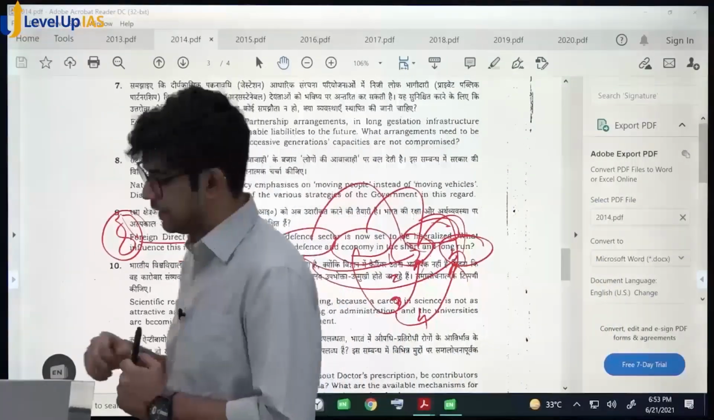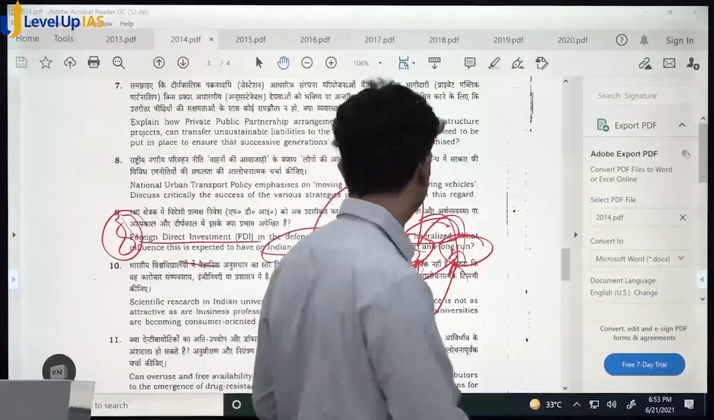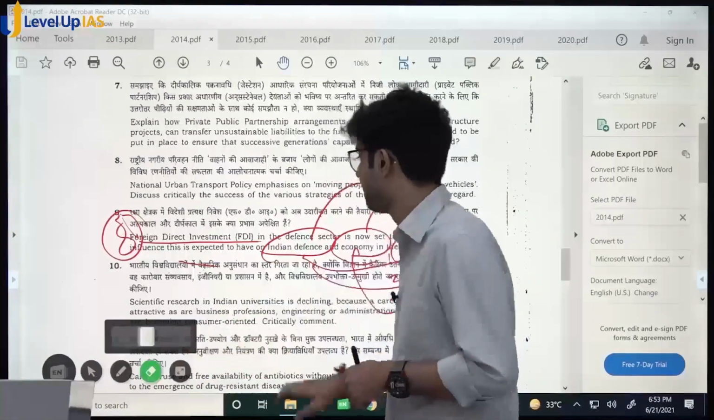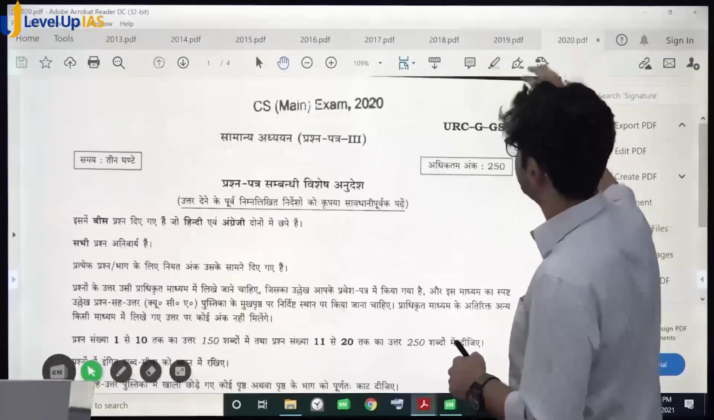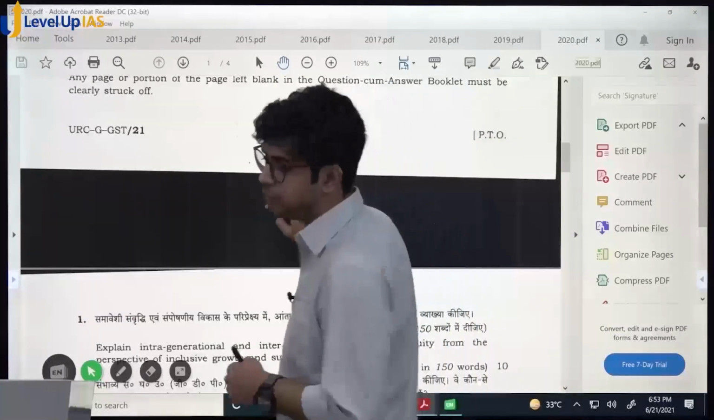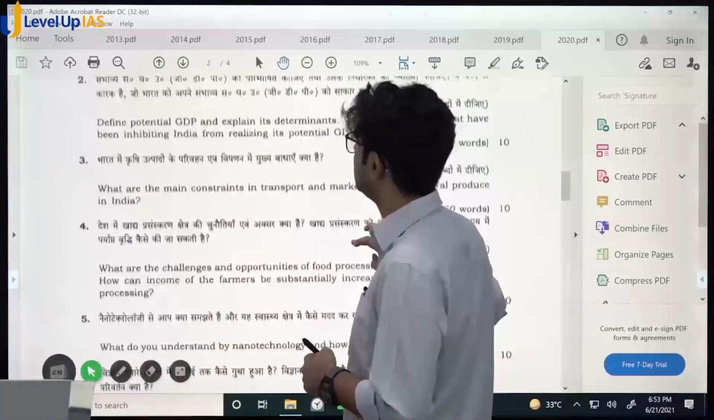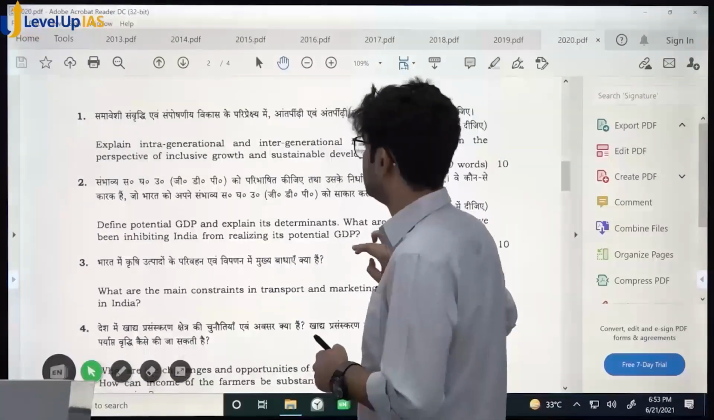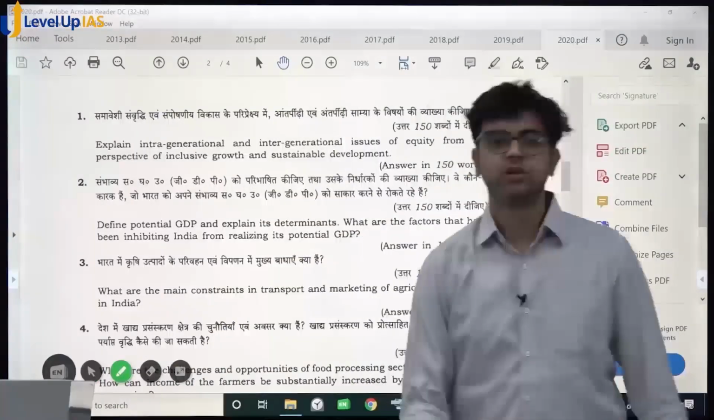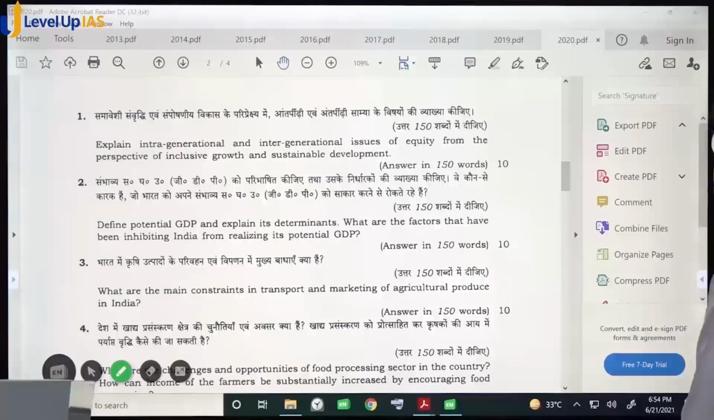Okay, let us do something latest. Let us do something new. 2020. Let us move on to 2020. Latest paper 2020. So don't be under the impression कि पुराना है नया है. This is the new one. This is the latest. Question 2. 2020 question number 2. Just read this.